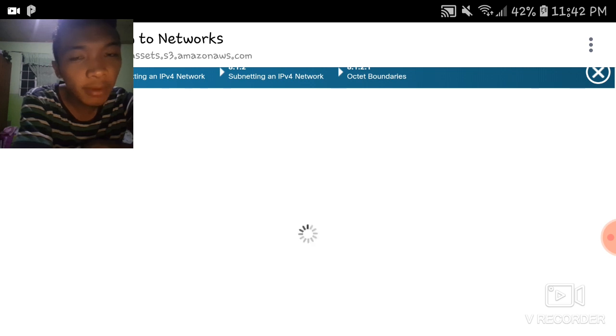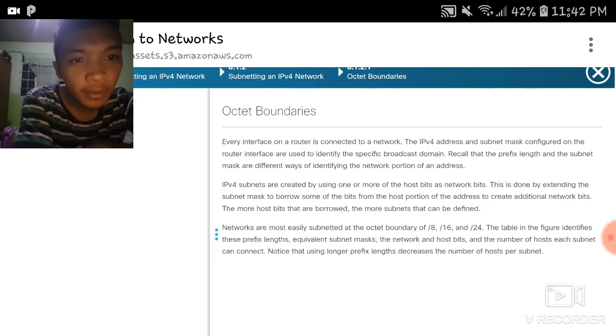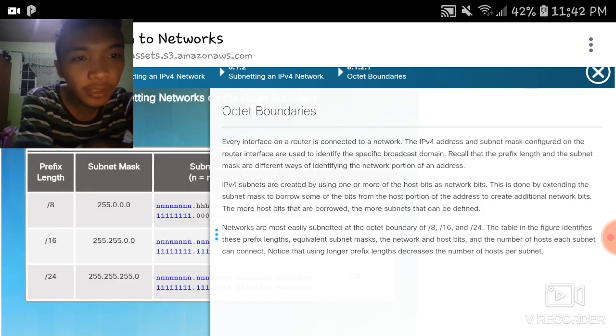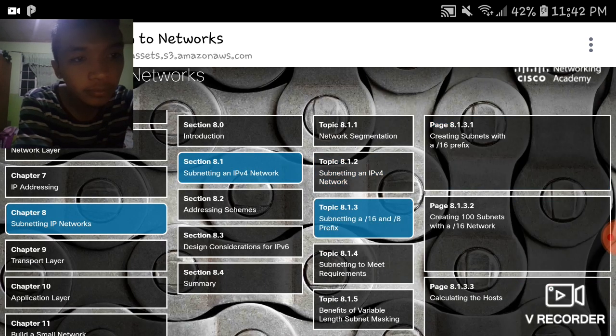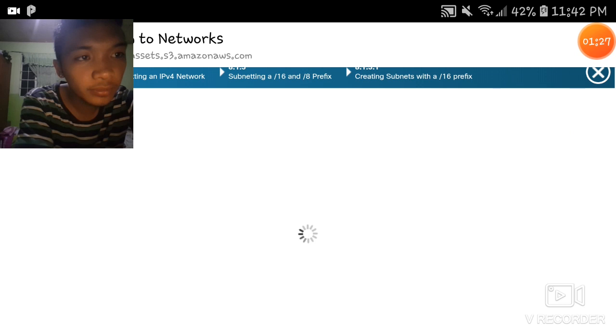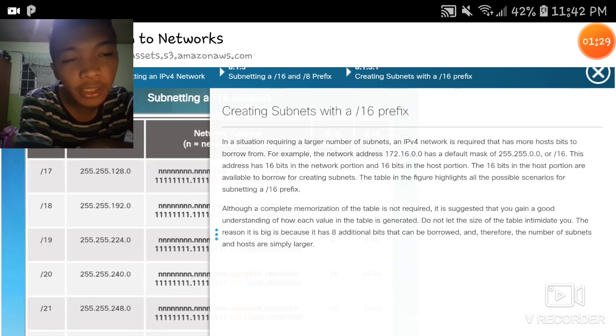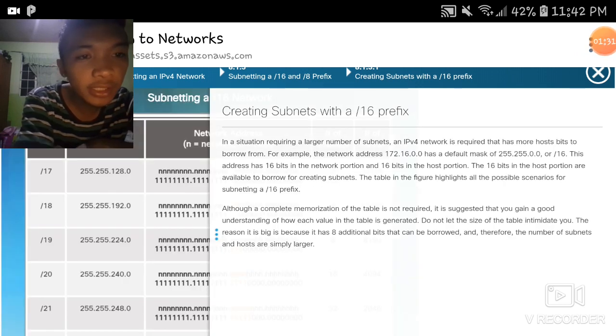Octet boundaries. Every interface on a router is connected to a network. The IPv4 address and subnet mask configured on the router interface are used to identify the specific broadcast domain. Networks are most easily subnetted at the octet boundary. Creating subnets with a /16 prefix.